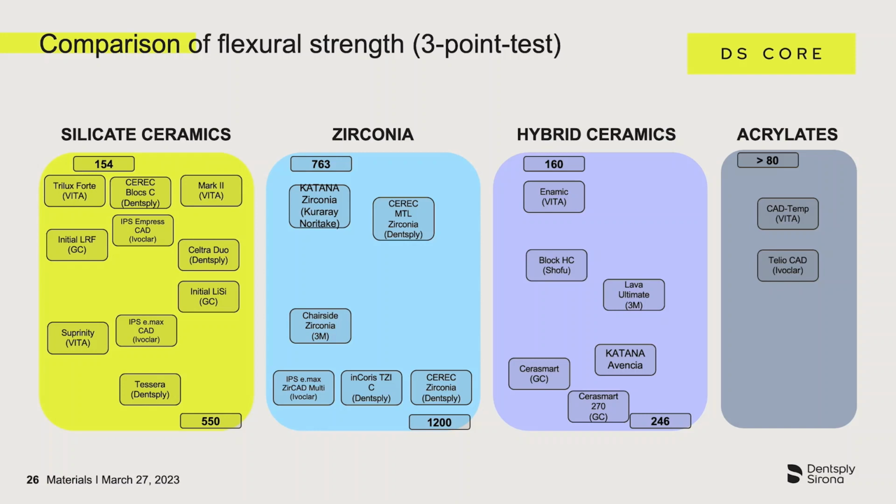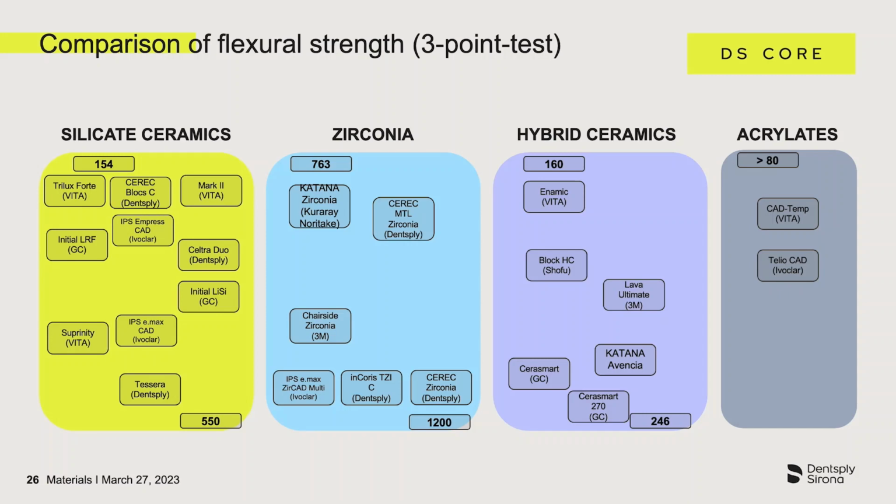In this case, we use the bending strength in the biaxial flexural test of Emax CAD, which is 530 megapascals, and now we compare it with the value of the biaxial flexural strength test of Initial LiSi blocks, which is 408 megapascals and therefore slightly lower.